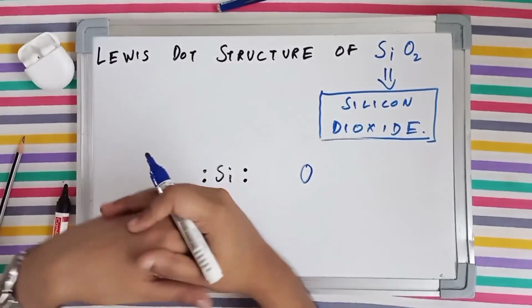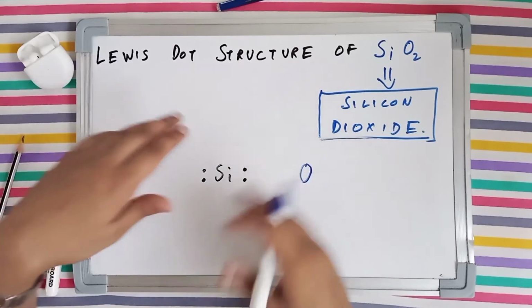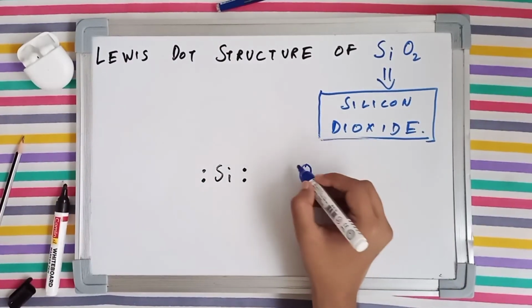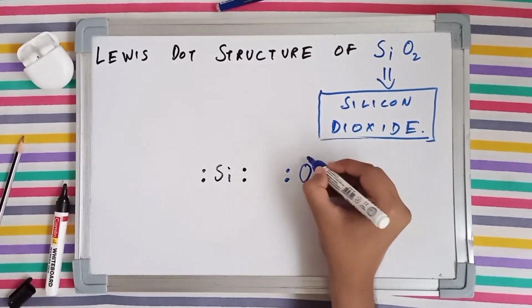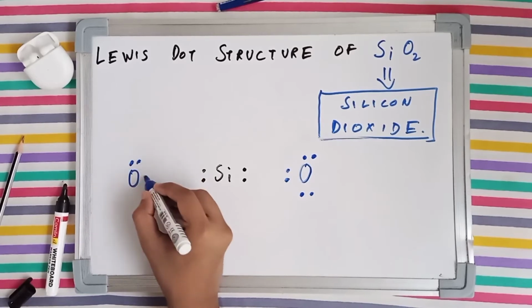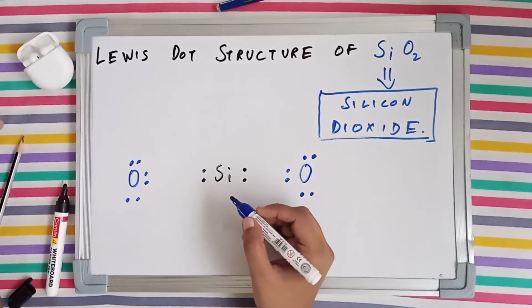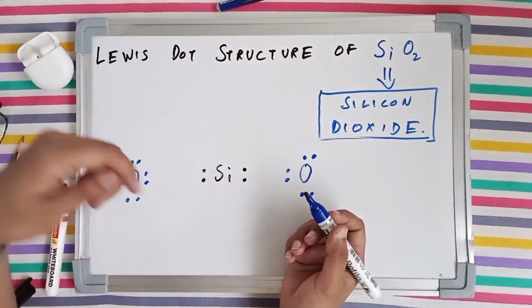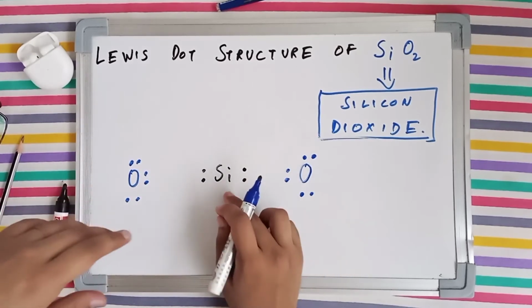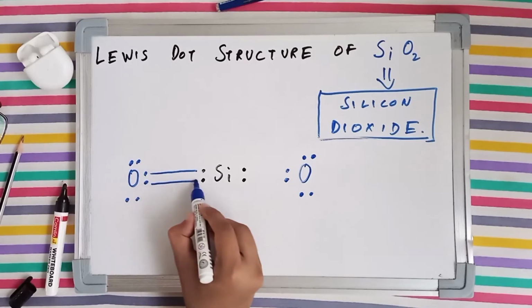But right now we're just going to draw the Lewis dot structure and count the number of valence electrons after bond formation. Oxygen has 6 valence electrons, 1 2 3 4 5 6. Similarly 1 2 3 4 5 6. Now silicon needs 4 shared electrons to gain stability, or to complete its octet. So it is going to make 2 bonds with the oxygen.